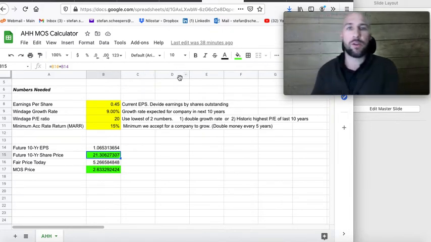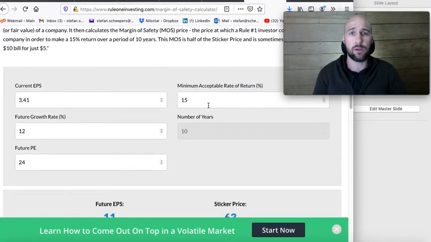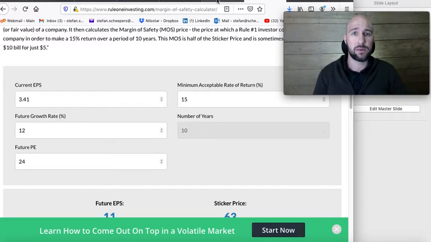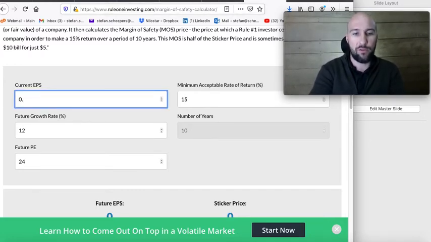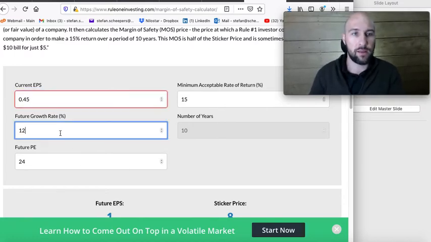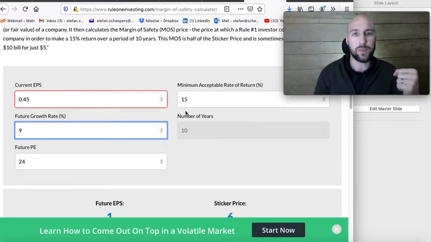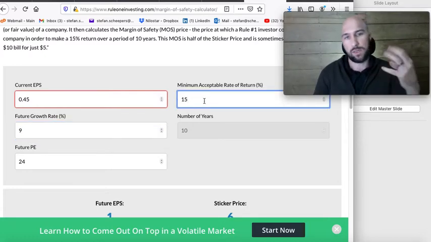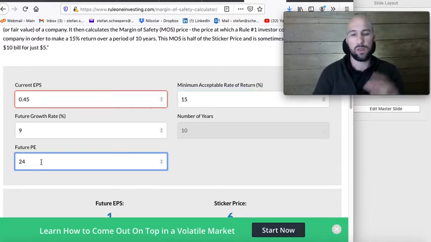So this was our calculation. Let's go see in Phil Town's calculator if that is what we're going to get. So the earnings per share right now, I put 0.45. The future growth rate, I said this was the Windage growth rate, I said it's going to be 9%. The minimum acceptable rate of return, we said it's going to be 15%. The number of years we're going to look at is 10 years. And the future PE ratio that we think people are willing to pay for it is going to be 20. Let's see how much that is going to be.